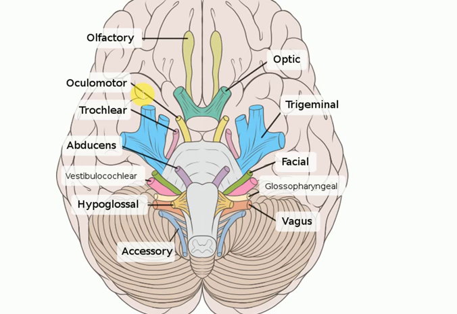6, 7, and 8 right beside each other. 6 is abducent, 7 is facial, 8, I'm sorry, 8 is vestibulocochlear. So here is 6, 7, and 8, purple, red, and pink. 6, 7, 8, abducent, facial, vestibulocochlear. 6, 7, and 8.